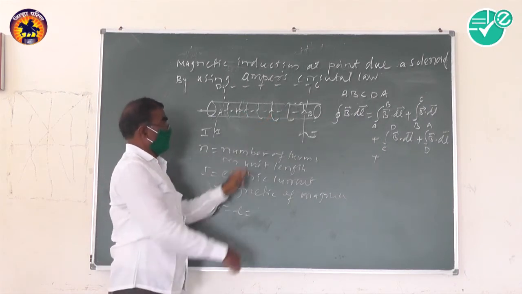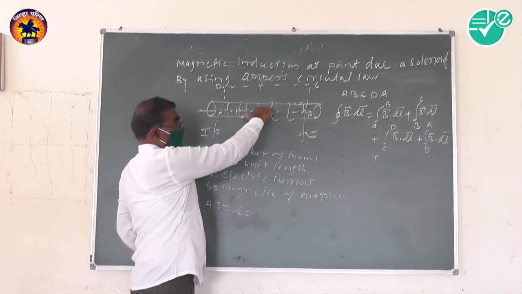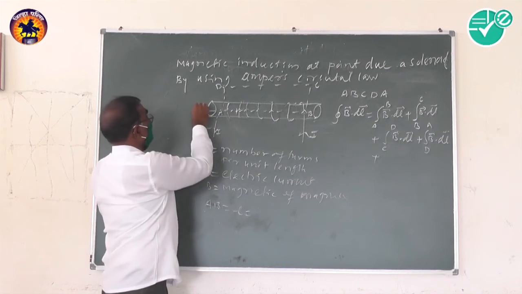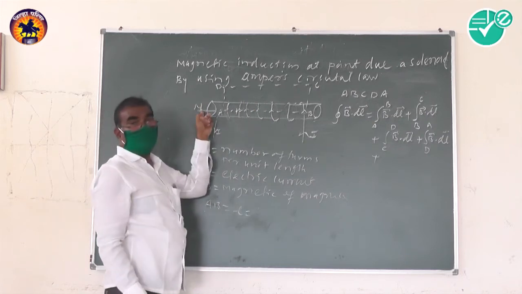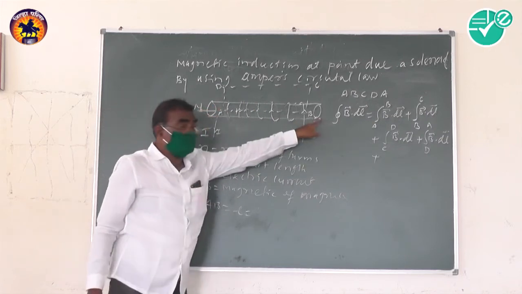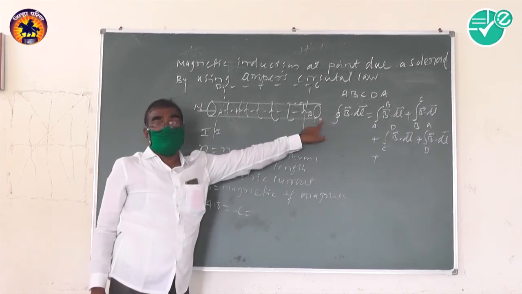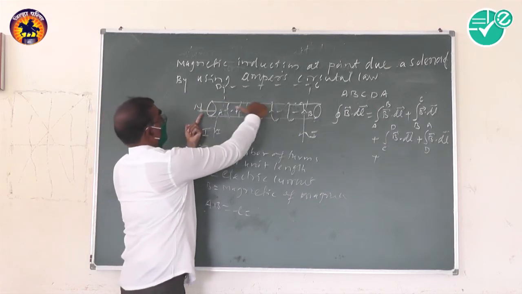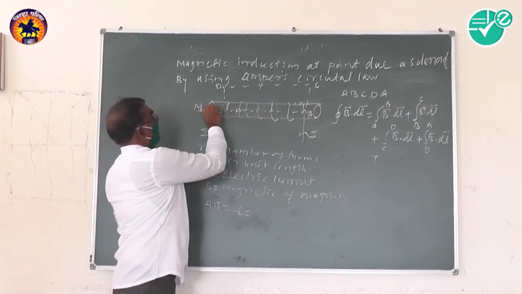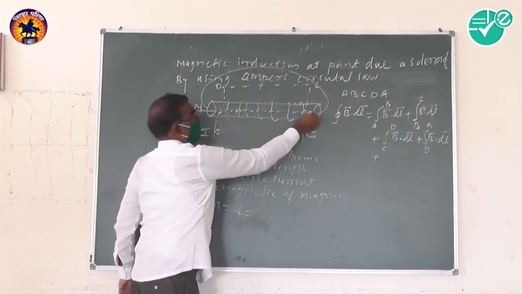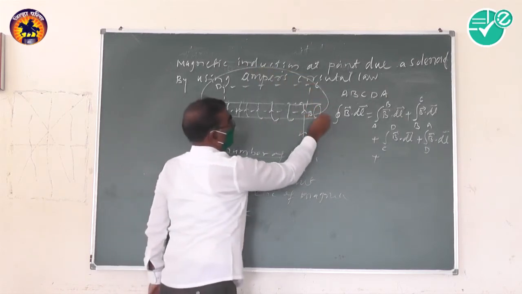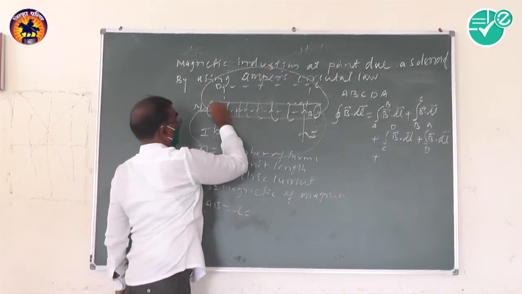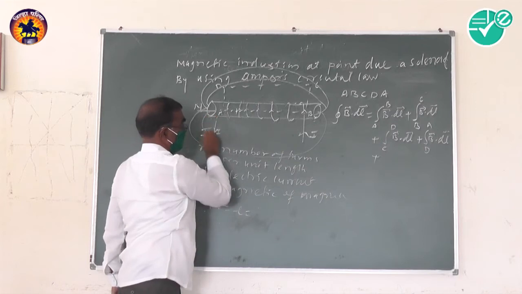According to the Fleming left hand rule, if the curved fingers indicate the direction of current, then the thumb shows the pole of that solenoid, which acts as a magnet. It's the N pole. The current in the solenoid produces a magnetic field, and that magnetic field is represented by magnetic lines of force like this.